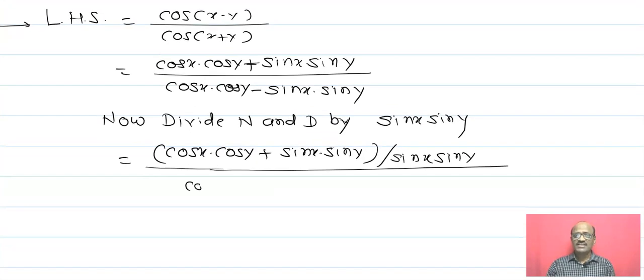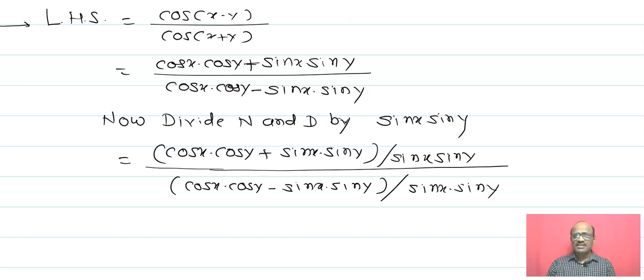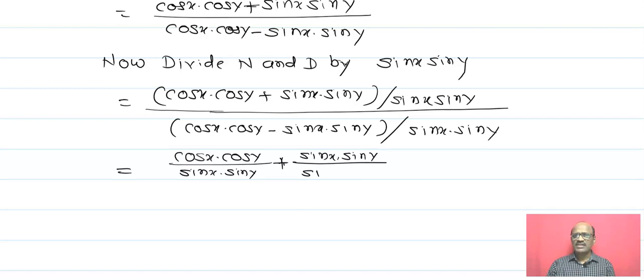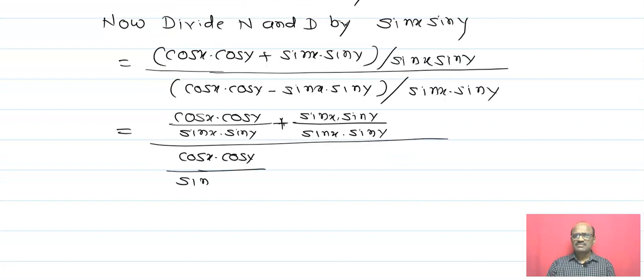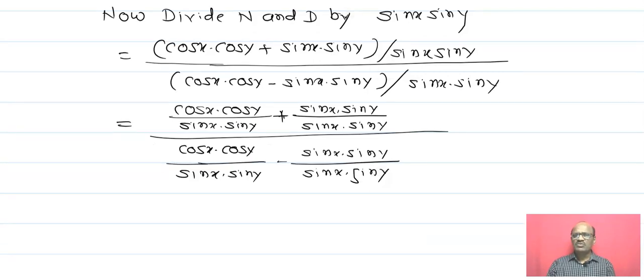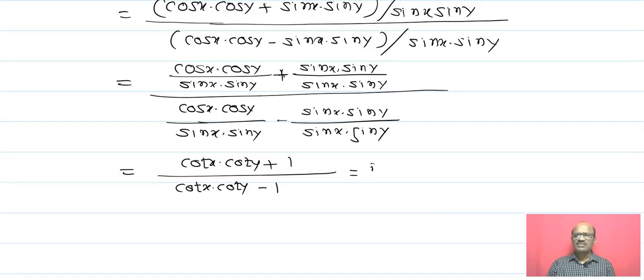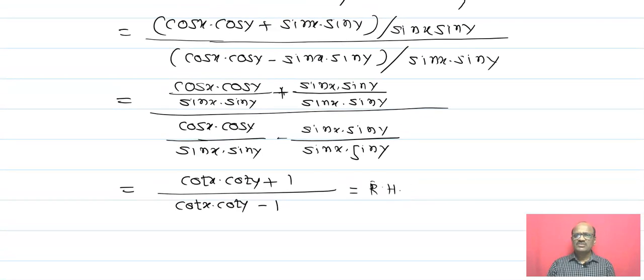Cot x and cot y: therefore we select sin x sin y and divide the numerator and the denominator by sin x sin y. That's why you get cos x cos y plus sin x sin y divided by sin x sin y, upon cos x cos y minus sin x sin y upon sin x sin y. Therefore, split this up: cos x into cos y upon sin x into sin y, plus sin x into sin y upon sin x into sin y. In the denominator, cos x cos y upon sin x sin y minus sin x sin y upon sin x into sin y. Now you will get cot x cot y, because cos x upon sin x is cot x. So cot x cot y plus 1 upon cot x into cot y minus 1, which is our RHS, and hence LHS is equal to RHS.